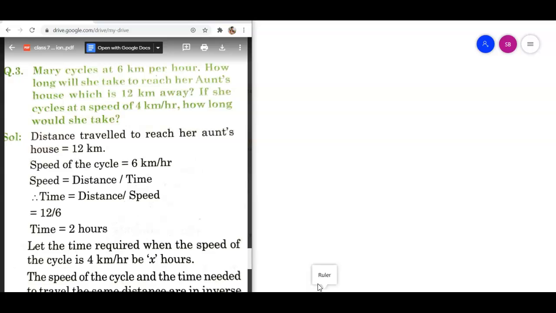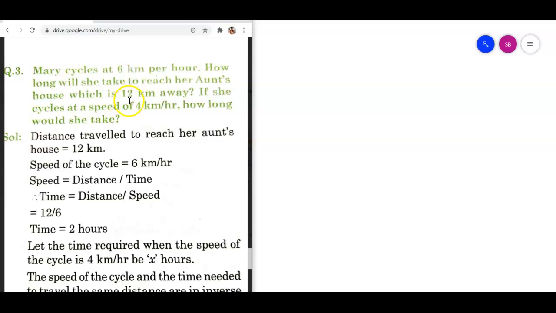The third question is now: Mary cycles at 6 km per hour. How long will she take to reach her aunt's house, which is 12 km away? If she cycles at a speed of 4 km per hour, how long would she take? Now here also two questions are asked. Now it is said that Mary cycles at 6 km per hour, and how long will she take to reach her aunt's house, which is 12 km away?